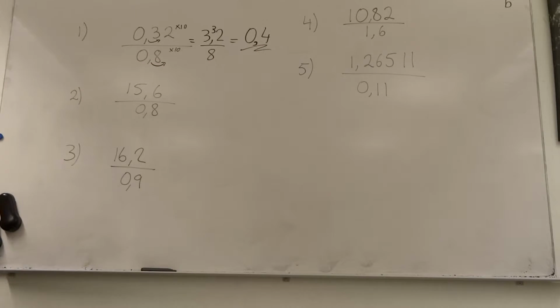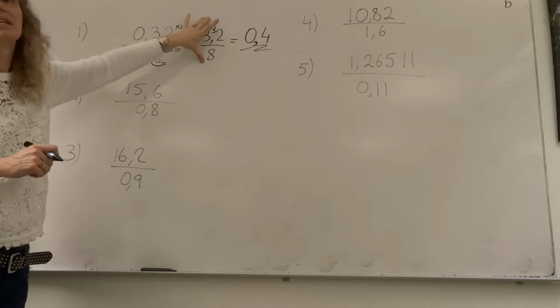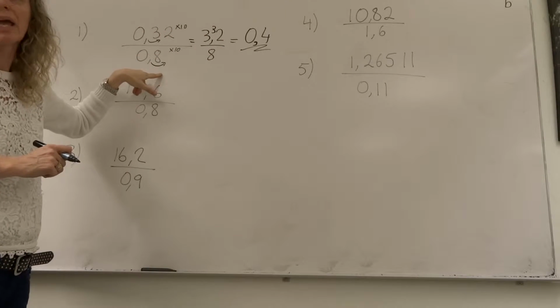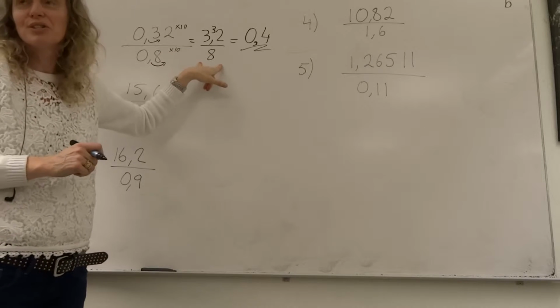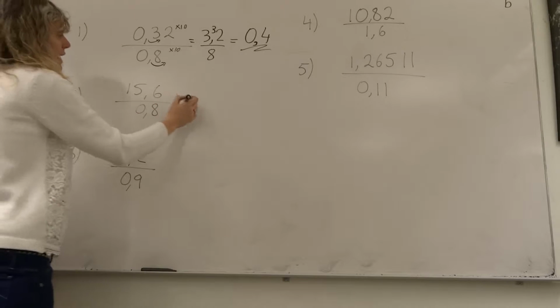And you can try that on your calculators if you want. If you're wondering what I'm doing here, do both of these numbers give me the answer 0.4? Do 0.32 divided by 0.8, you'll get 0.4. And do 3.2 divided by 8, you'll get 0.4. What about the next one then?